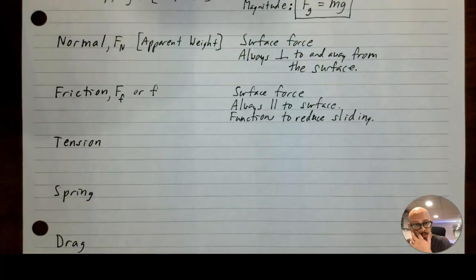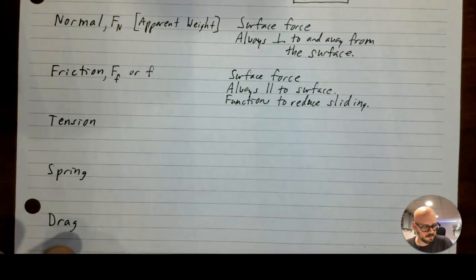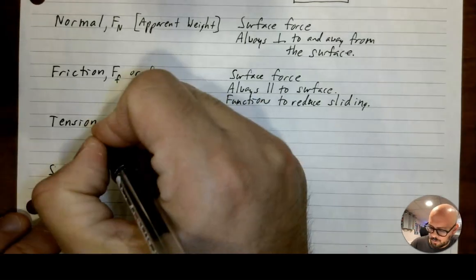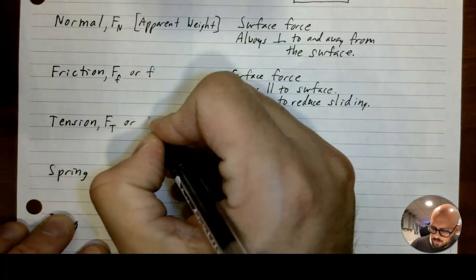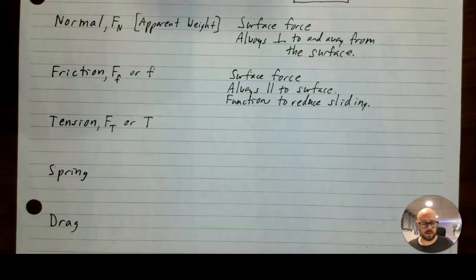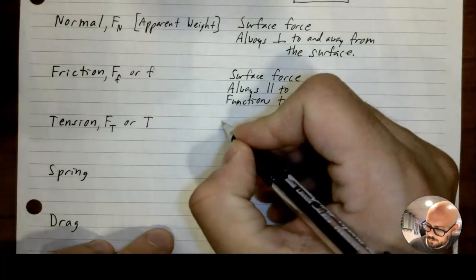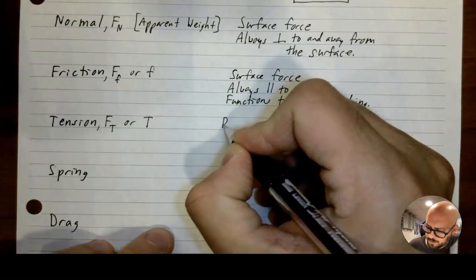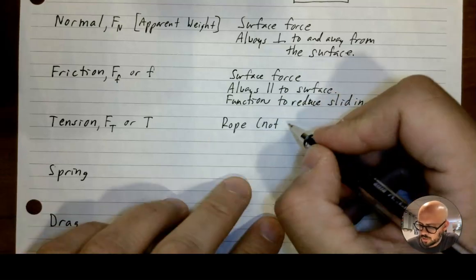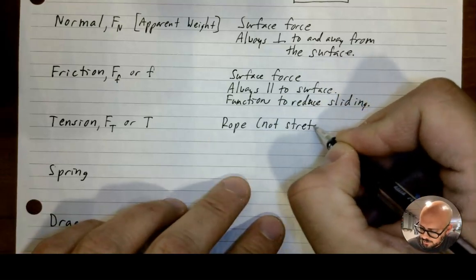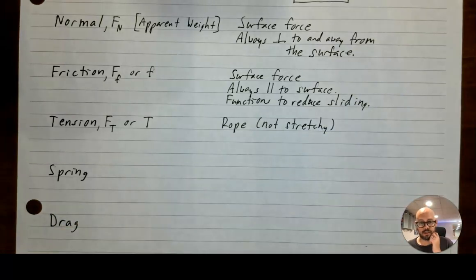Those get their own little section in this course. Next up is tension. You can see this one as F sub T or just T, and I probably will bounce back and forth between those two. Tension, the symbol I use, honestly depends on how many ropes there are. This is a force that is due to something that functions like a rope. Anything that is rope-shaped and not stretchy, meaning it doesn't change its length very much.